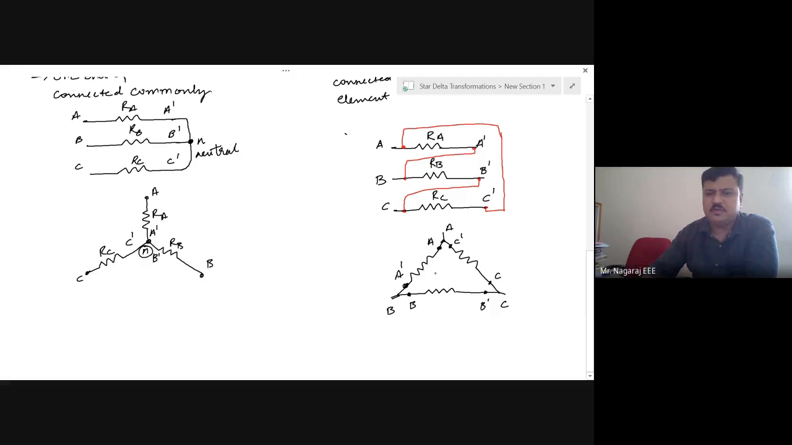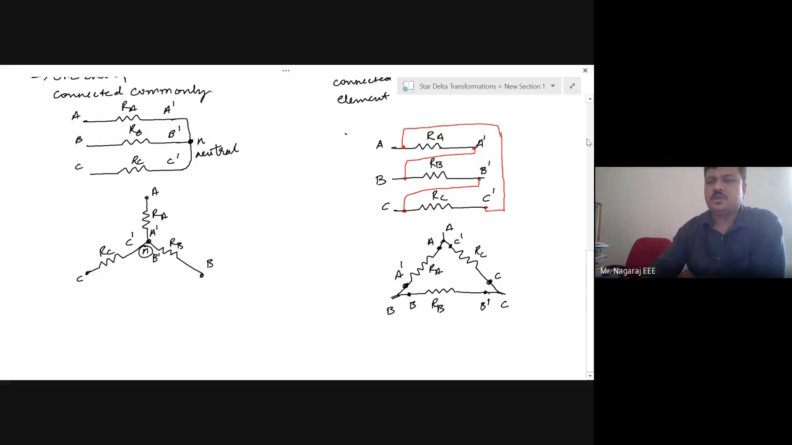I will take it as B. B dash is connected to C here. I will take this as C. Then the second terminal of C, C dash, is connected to A. I will take this as A. So this gives RA, this gives RB, and this gives RC. So this is how I am getting a delta connection. Okay, this is very fundamental.